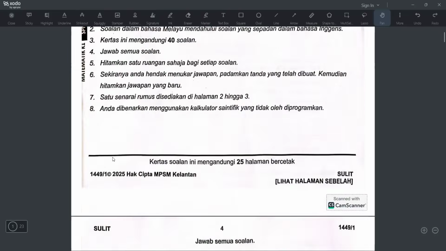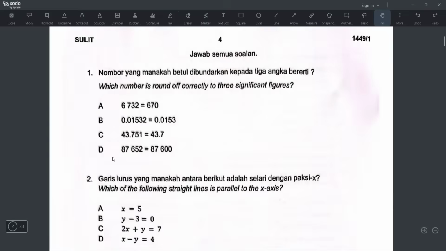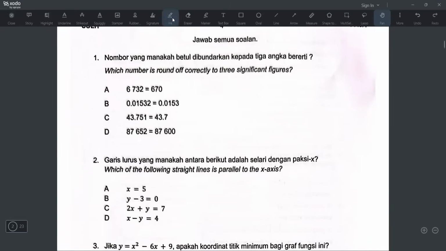Okay, so I'm gonna start. Question number one. Which number is round off correctly to three significant figures? So significant figures, angka bererti. So you need to know how to round off lah. So let's go through A, B, C, D and see which one is correct.